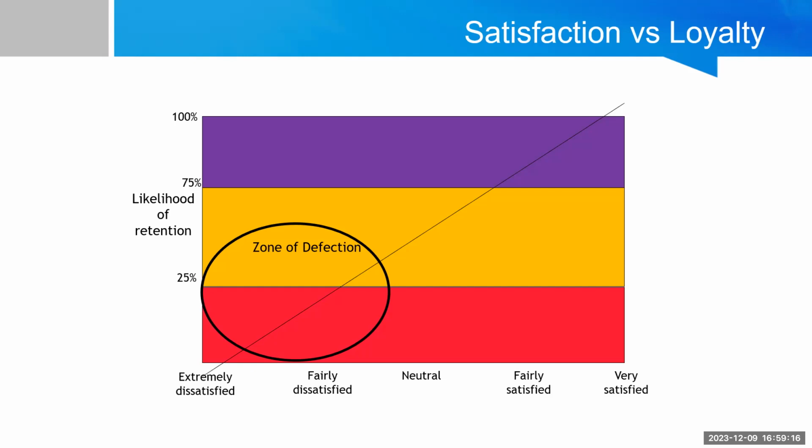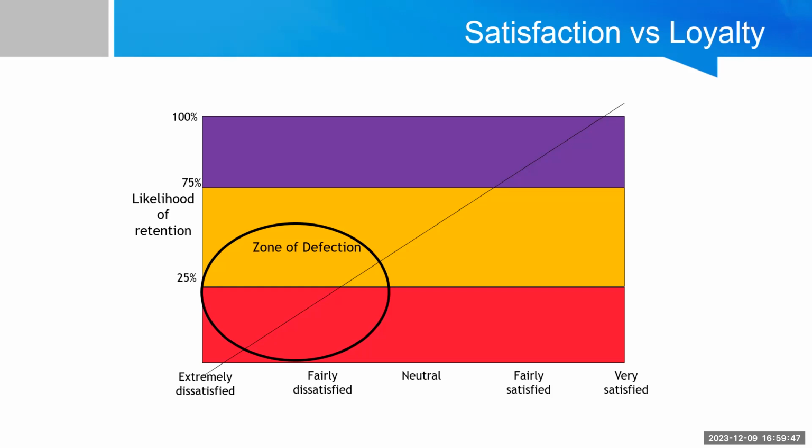Likelihood of retention, 25, 7,500. That is what we have on the y-axis. Then on the x-axis we have extremely dissatisfied, fairly dissatisfied, neutral, that is neither satisfied nor dissatisfied, fairly satisfied, and very satisfied. So this particular graph helps us to know whether our customers are satisfied or they are going to be loyal to us.